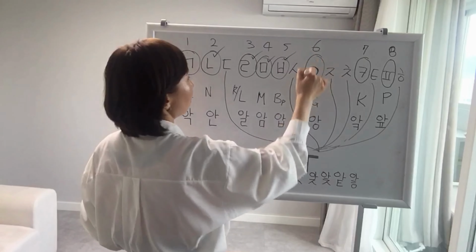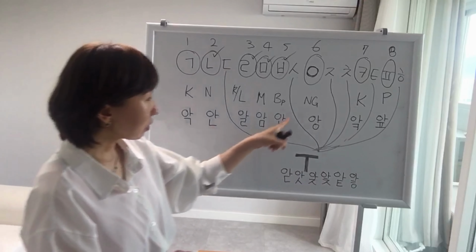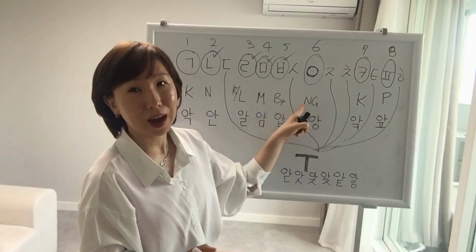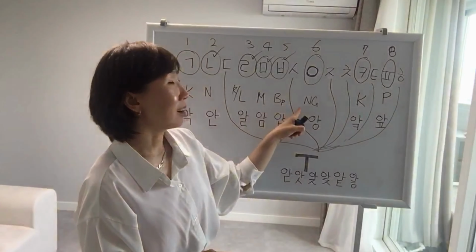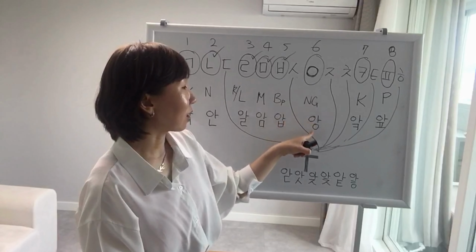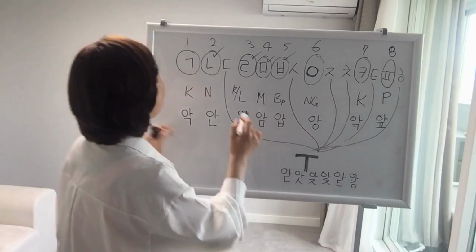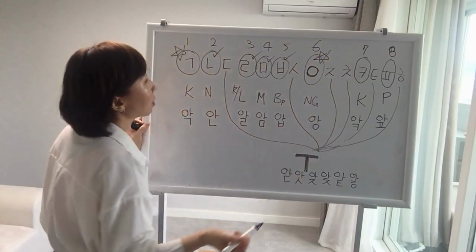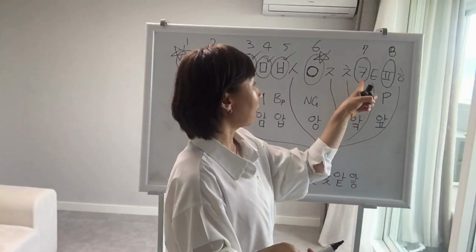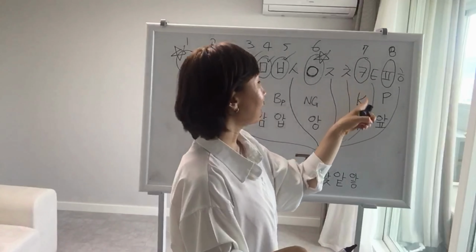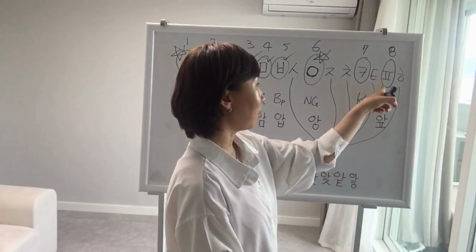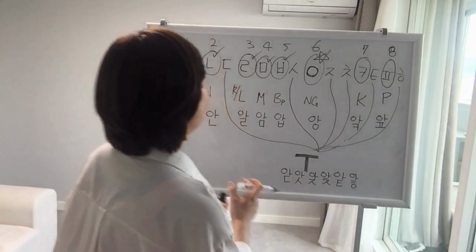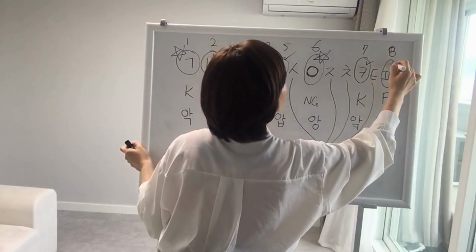Now, this one's not the same. Ieung. This one, when it comes to the bottom, has the NG sound. Ang, kang, sang. So NG sound at the bottom. So the giyeok was a special case, and then the ieung is the special case, and then the old style key, it's the same. And then P is also the same. Up. Yeah. So this one's a nice one.